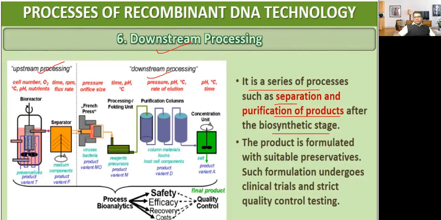The product is formulated with suitable preservative. Such formulation undergoes clinical trials and strict quality control testing is done. Here, cell number, O2, time, RPM, pH, nutrient medium, flux rate, all these things are under control. That is called upstream processing. And there is our downstream processing. So what is analyzed? Safety, efficacy, recovery, cost, quality control, all these things are managed during downstream processing.